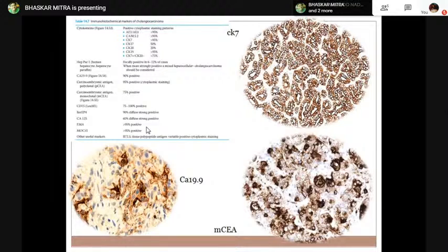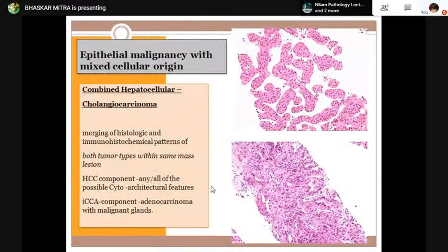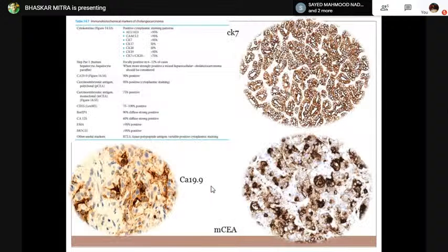These are typical biliary type markers. So they show CK7, CK19, CA19.9 and monoclonal CEA positivity. And among other markers, HEPAR1 may be focally positive, but usually negative, negating a hepatocellular origin, typically showing the CK7 appearance. So this is about the cholangiocarcinomas.